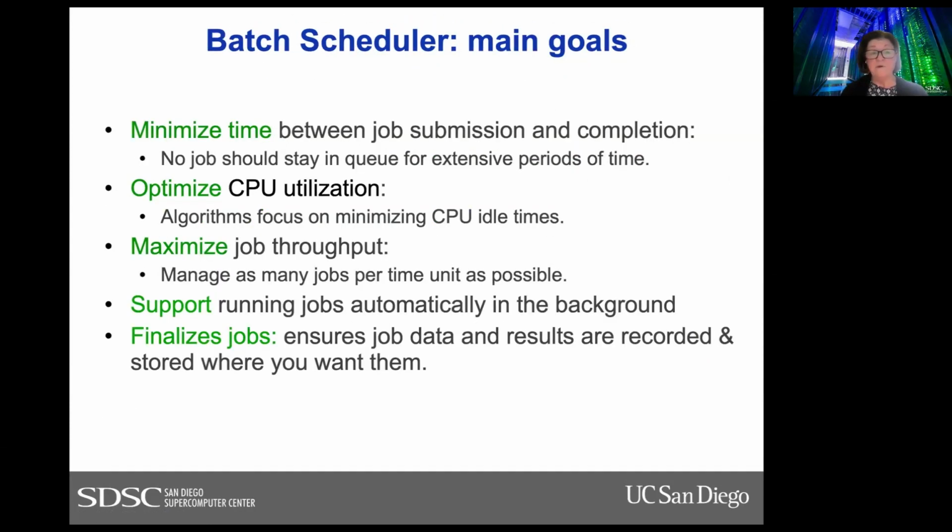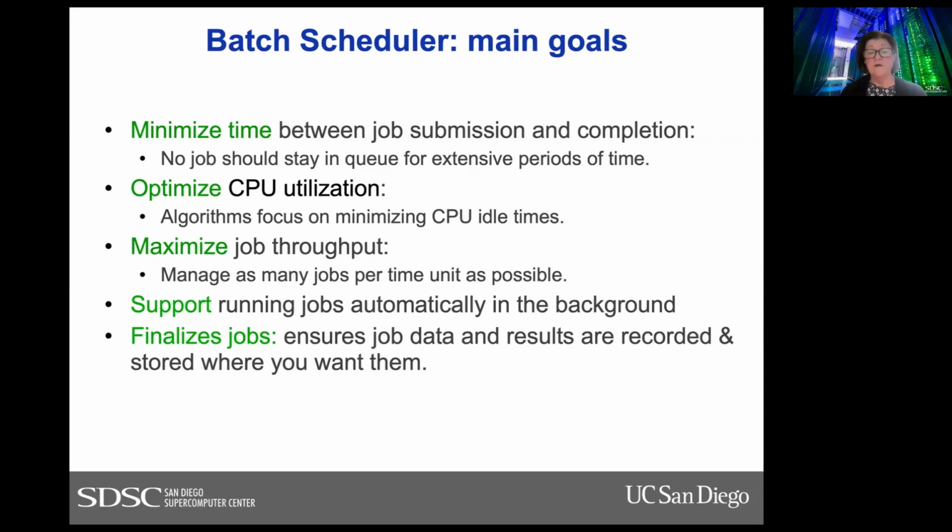The main goals of the queuing system's job are to look at the thousands of requests that might come in on any given day and minimize the time between job submission and completion for a user, and to optimize the utilization of the CPUs.